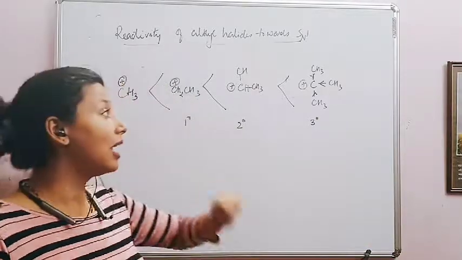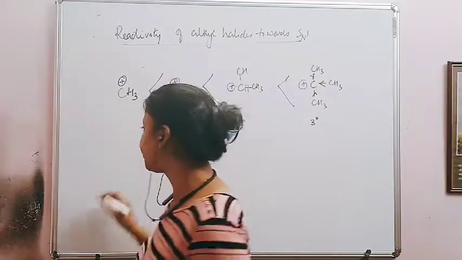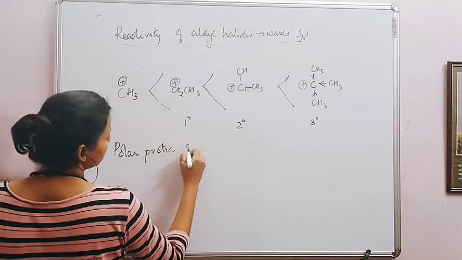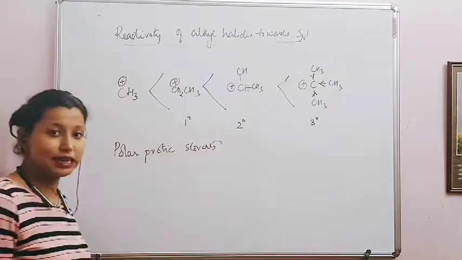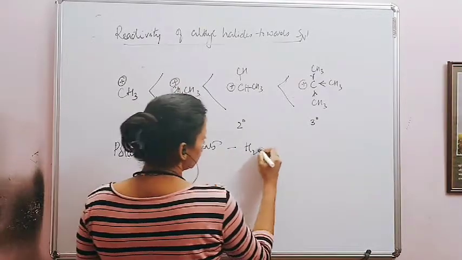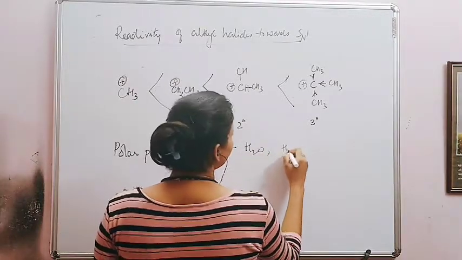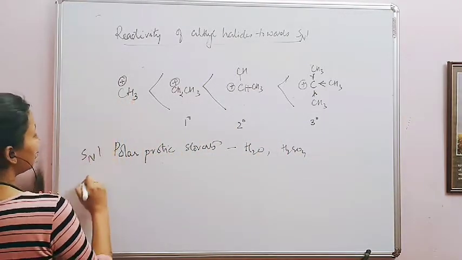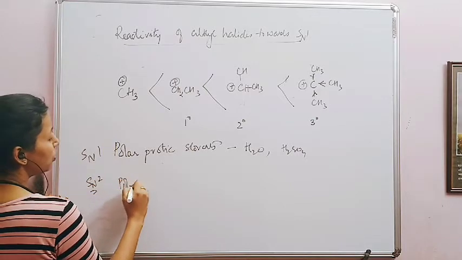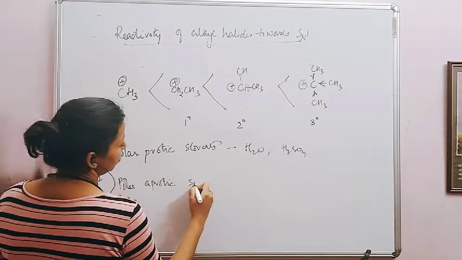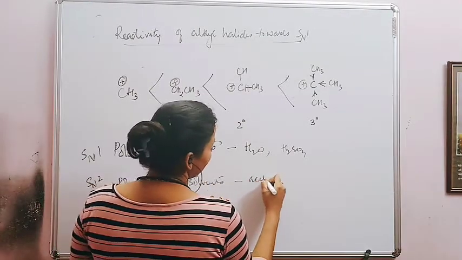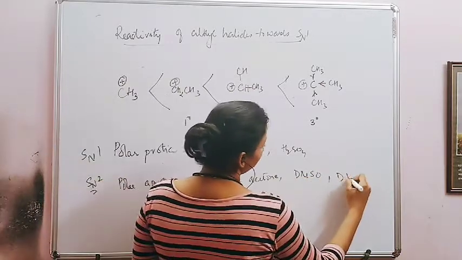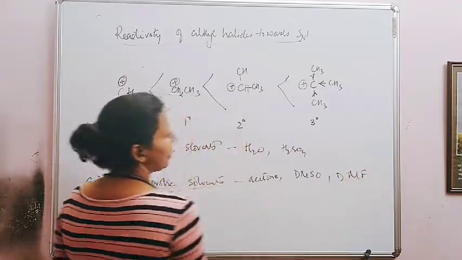Okay, and the last piece of information that I want to give you here is that for SN1 reactions, polar protic solvents facilitate the reaction. Polar protic solvents like water, then you have acids like H2SO4. And SN2 prefers polar aprotic solvents, like acetone, then dimethyl sulfoxide, DMF, etc.